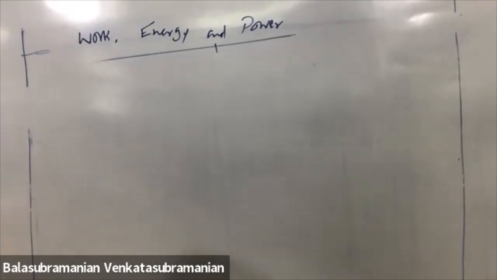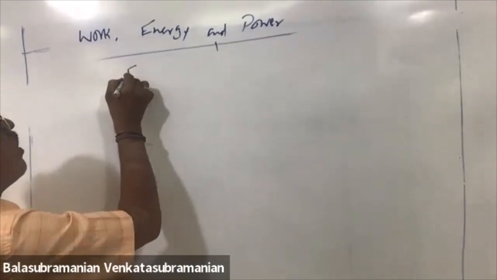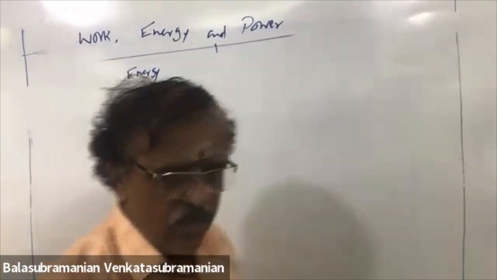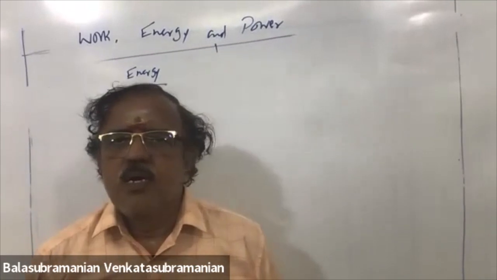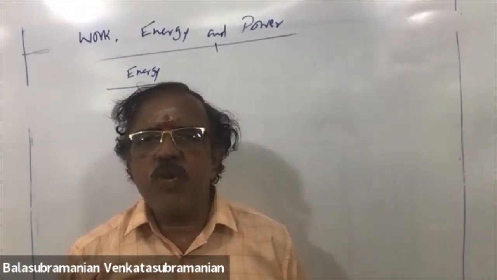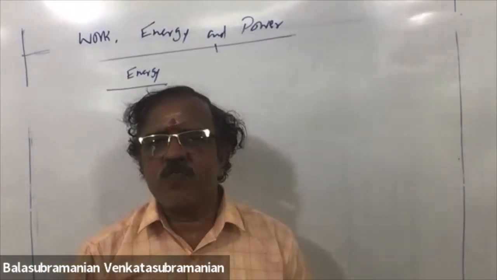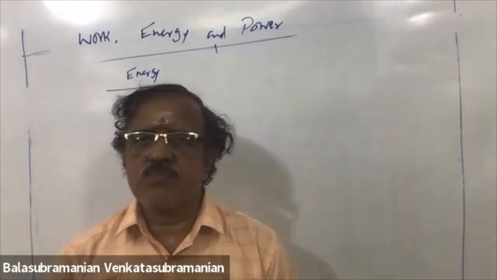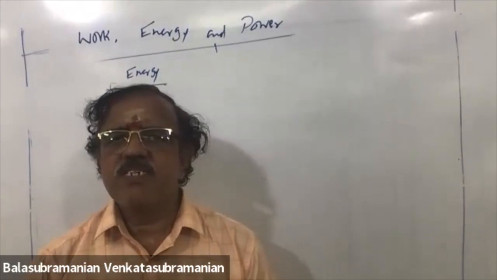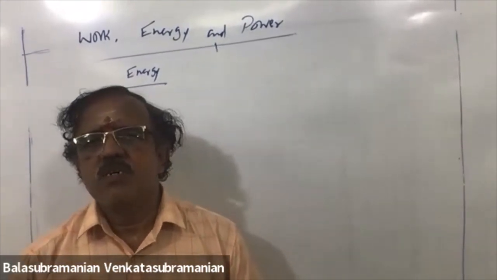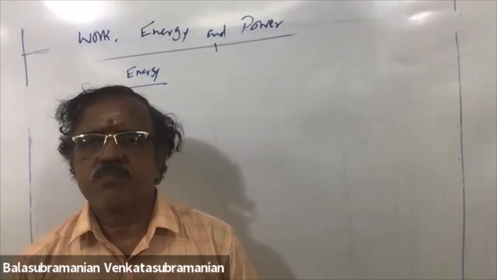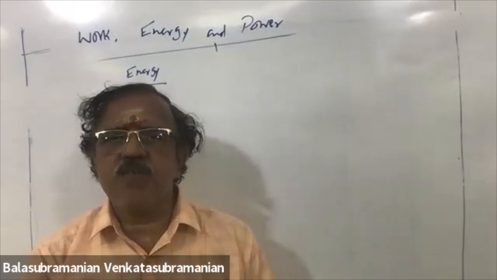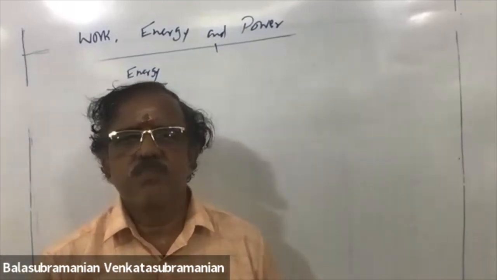Next, energy. Capacity of doing work, we call it energy. That is the definition of energy: capacity to do the work. It is a manifestation of work. Simple. The unit of energy and the unit of work done are both the same, joules.